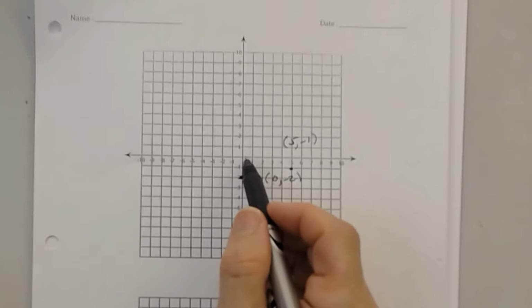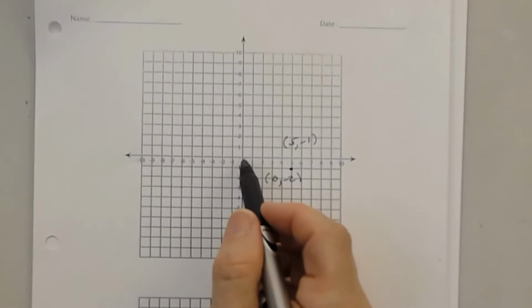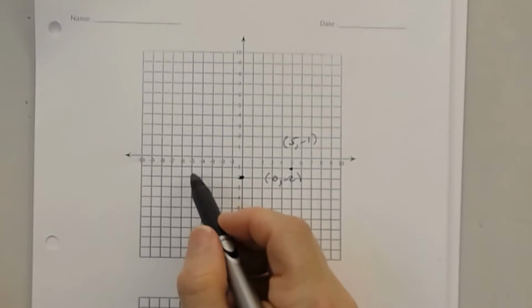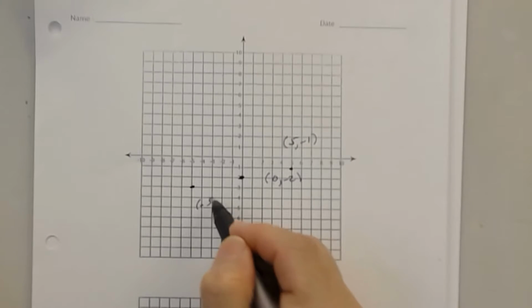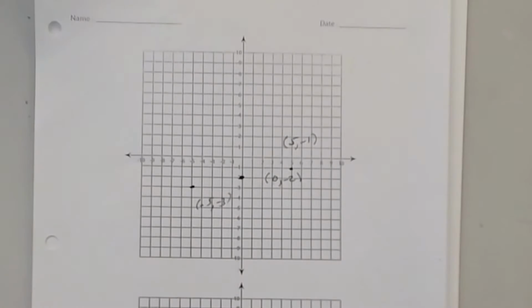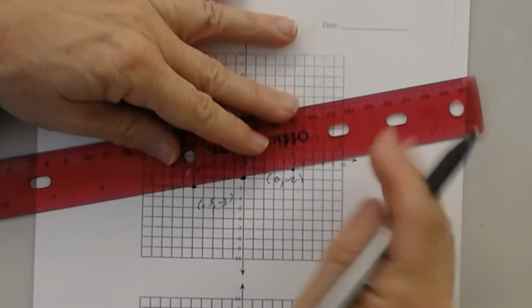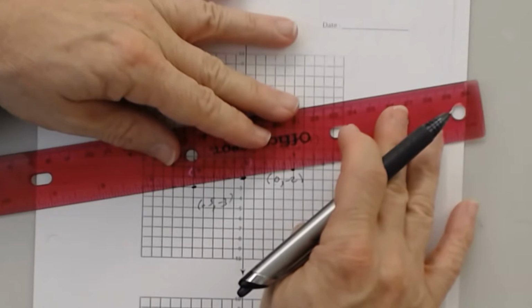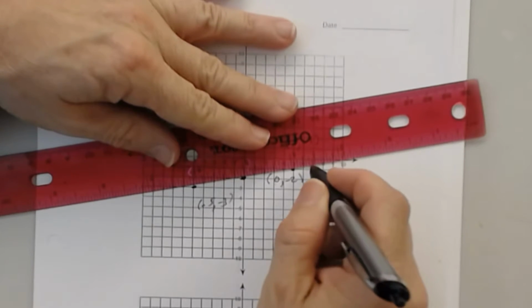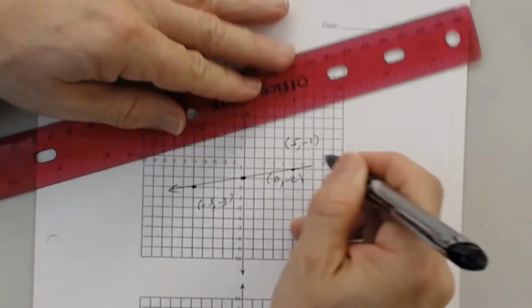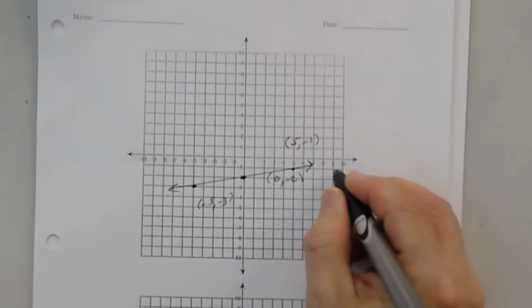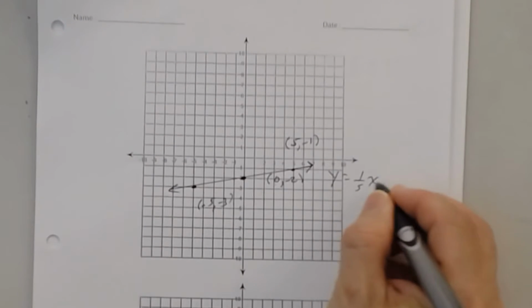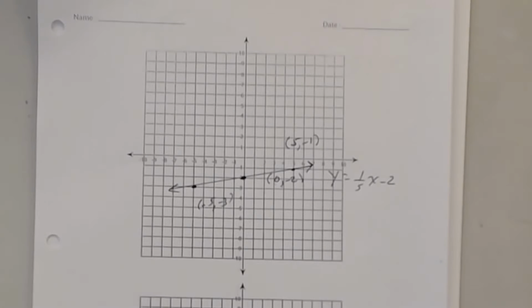So I start at the origin. I go which way? To the left 5, and then what? Down 3. So there's the point (-5, -3). And notice that those points are going to lie in the same line. So draw that line, extend it through those points, away from those points, and don't forget to draw your arrow. So this is a line, y equals 1/5 x minus 2. That's that line.